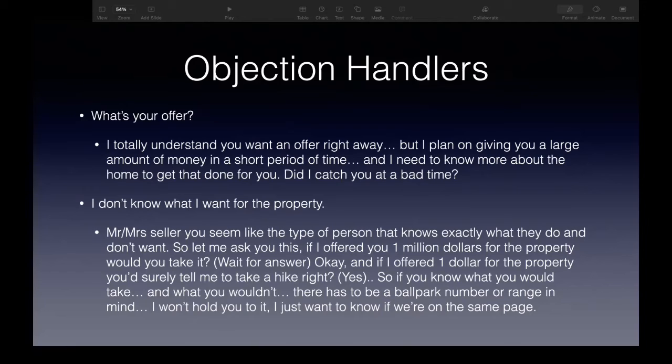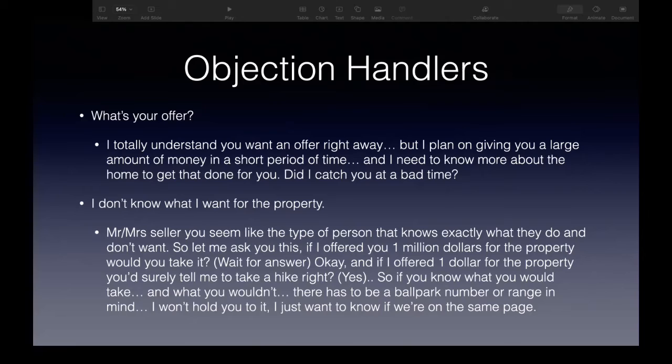The objection for that is, I totally understand you want an offer right away. I can respect that. But I do plan on giving you a large amount of money in a short period of time, and I need to know more about the home to get that done for you. Did I catch you at a bad time? No. And then you get into the condition, right?